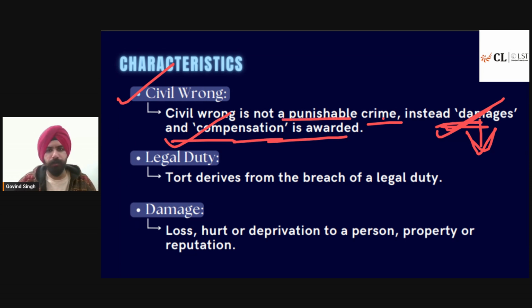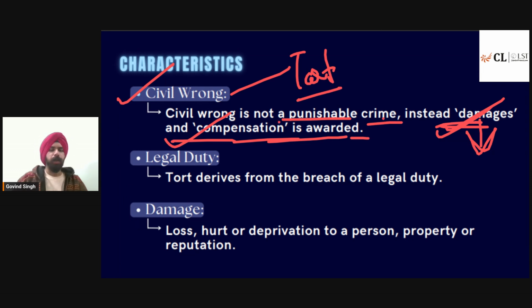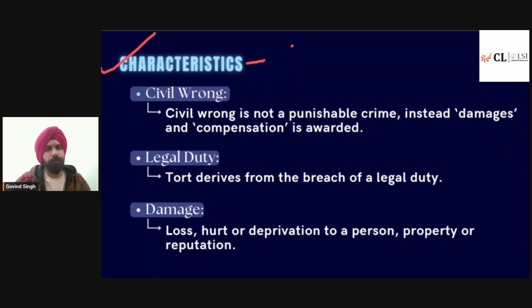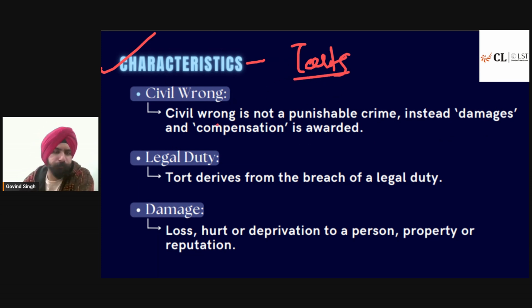Instead, damages and compensation are awarded, and tort is a type of civil wrong. Now, other things which are characteristics of torts. Here we are talking about characteristics of torts. So it's a civil wrong, and there has to be a legal duty.